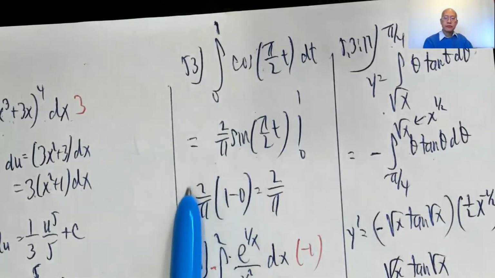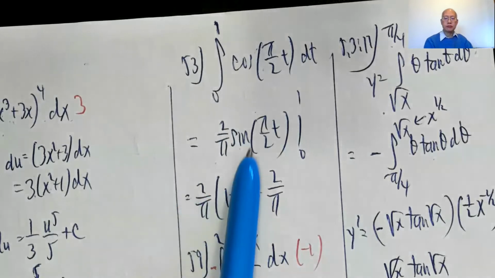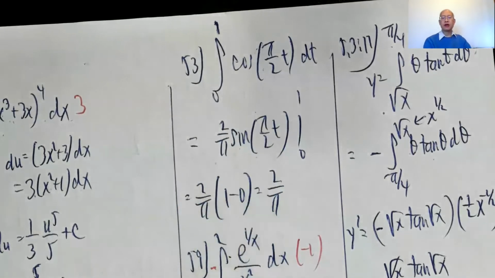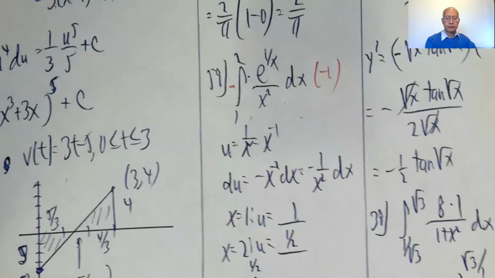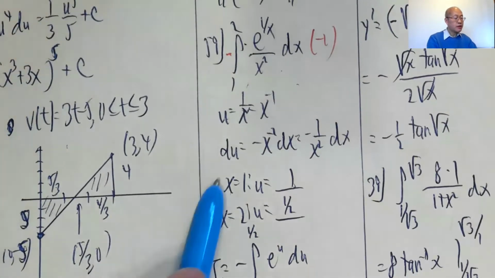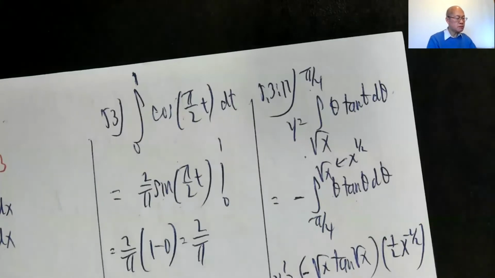Plug in 1, leave the 2 over pi alone. Plug in 1, you have sine of pi over 2, which is 1. Plug in 0, you get 0. Final answer is 2 over pi. Okay, 59 we have done previously.